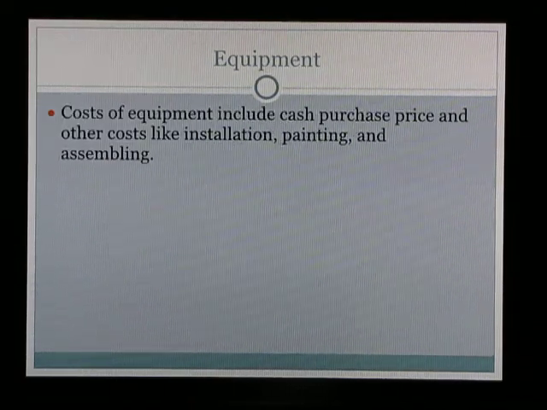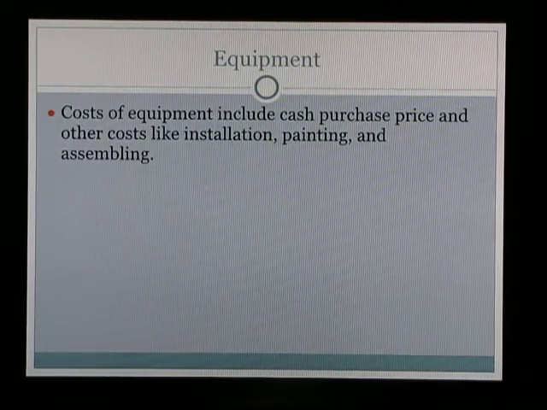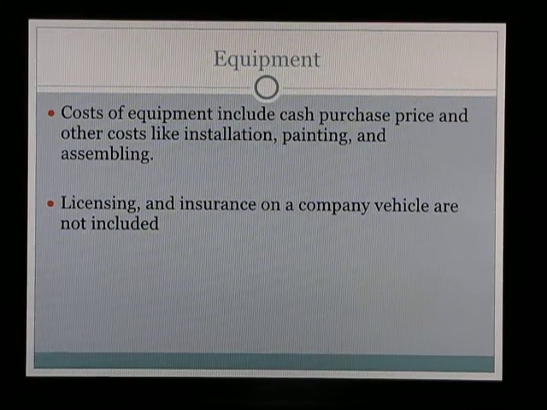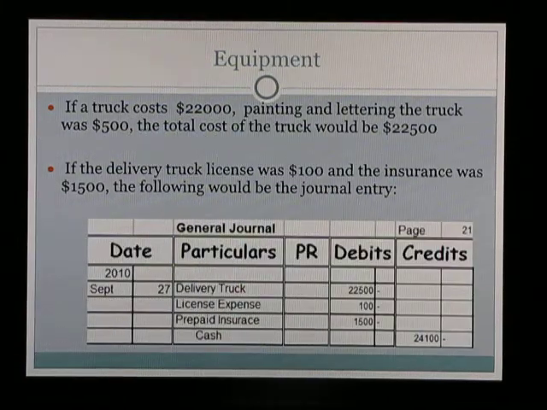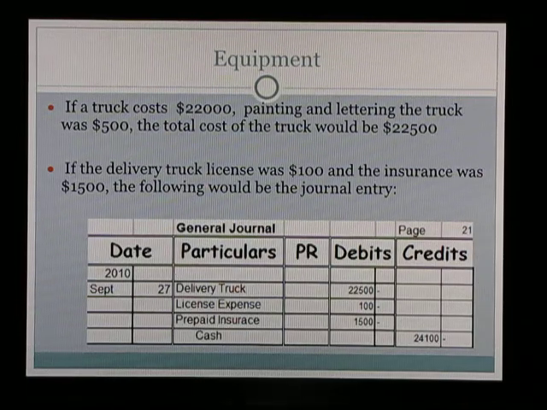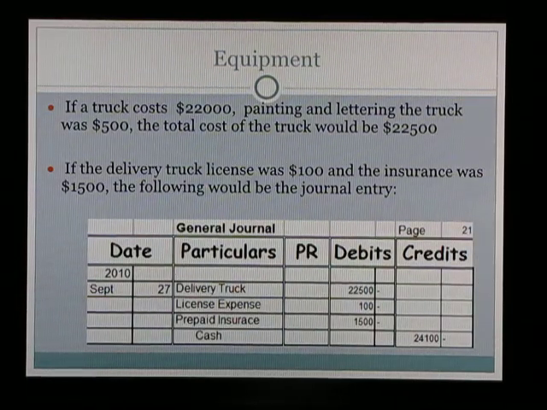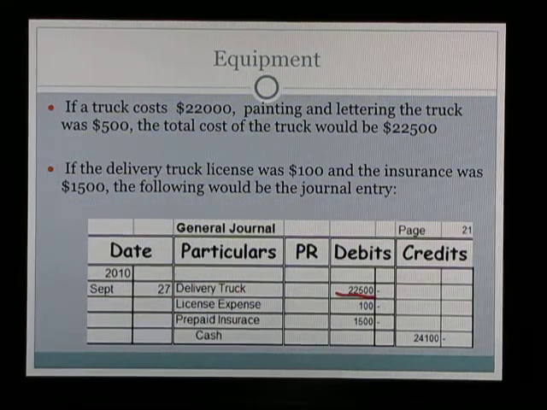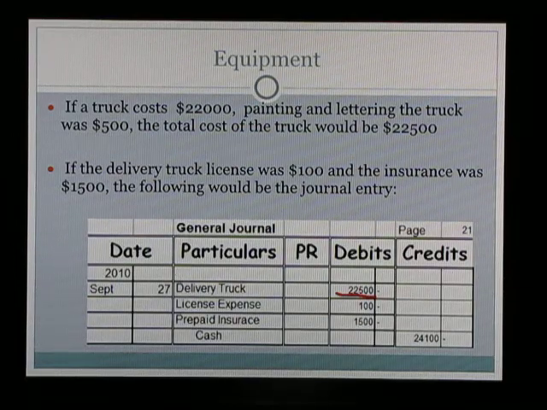Equipment. Costs of equipment include cash purchase price and other costs like installation, painting, and assembling. Licensing and insurance on a company vehicle are not included. For equipment, if a truck costs $22,000 and painting and lettering the truck costs $500, the total cost of the truck will be $22,500. If the delivery truck license was $100 and the insurance was $1,500, the following shows what the journal entry would look like.